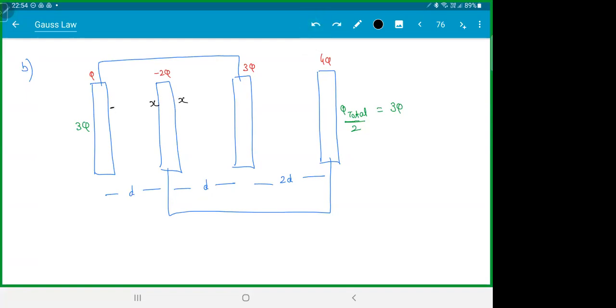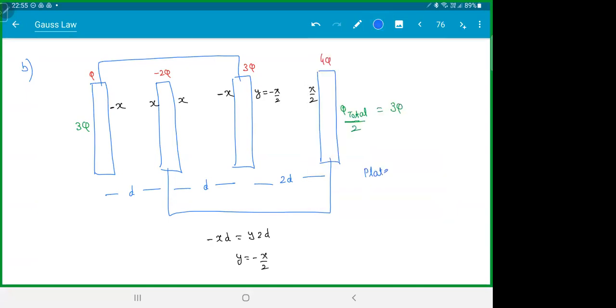If this is X, how much is this? Minus X. How much is this? Minus X. Let this be Y. तो ये कितना होना चाहिए? Minus X into D is equal to Y into 2D. So Y is minus X by 2, na? So this is minus X by 2. Then this is X by 2. Agreed? Please check this distribution.